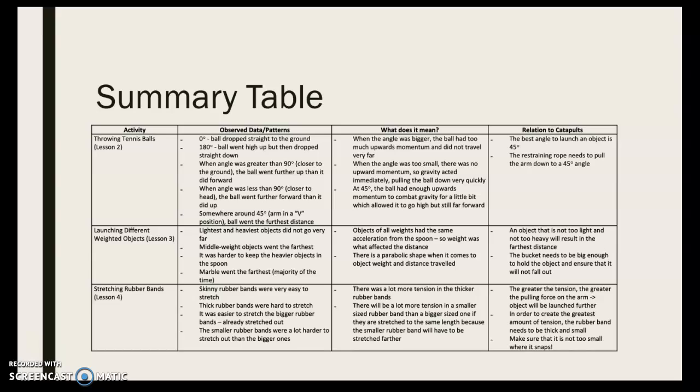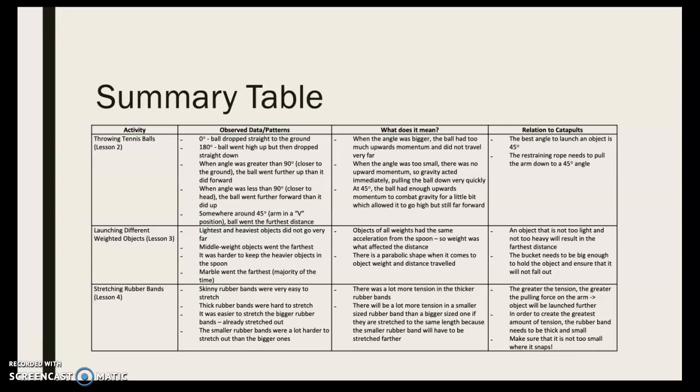And that it is also hard to keep the heavier objects in the spoon because they keep wanting to roll out or fall out. And that hopefully the marble will go the furthest, either the marble or the penny, but I believe that the marble will go further because of its shape.